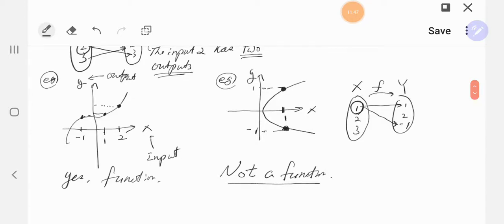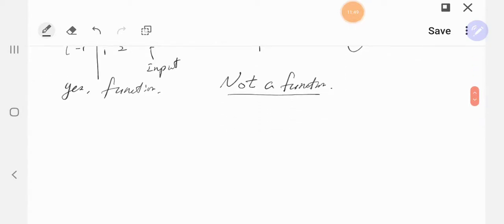All right, then. x is the input and y is the output, so we can write it like this. Let me draw a little box.